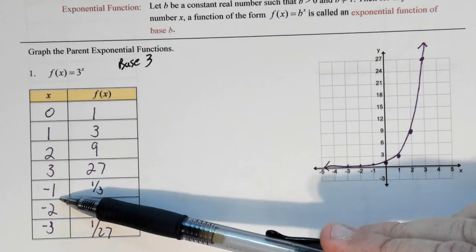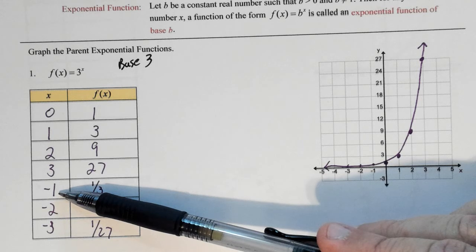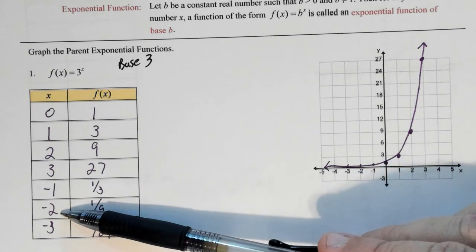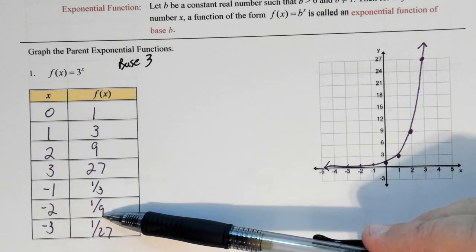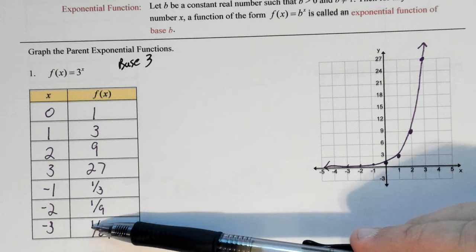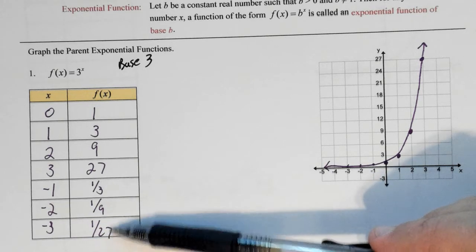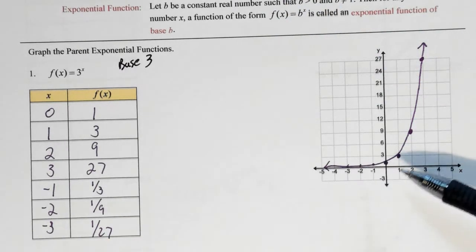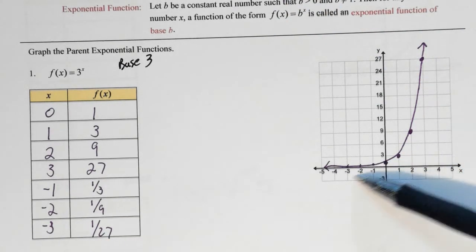Those are pretty easy. And then negative 1, remember, a negative exponent brings that value down to the bottom, 1/3. Negative 2 brings that whole thing down to the bottom, so it's 1 over 3 squared, which is 1/9, and then 1 over 3 cubed, which is 1/27, which are not the biggest deals that you have to deal with. But if you look here, this is how this exponential graph looks.